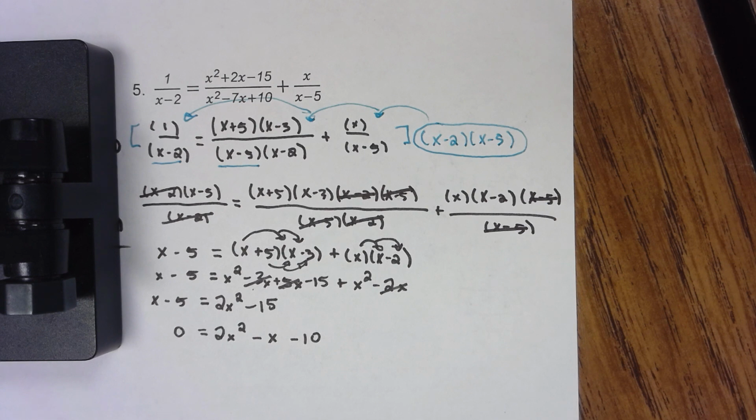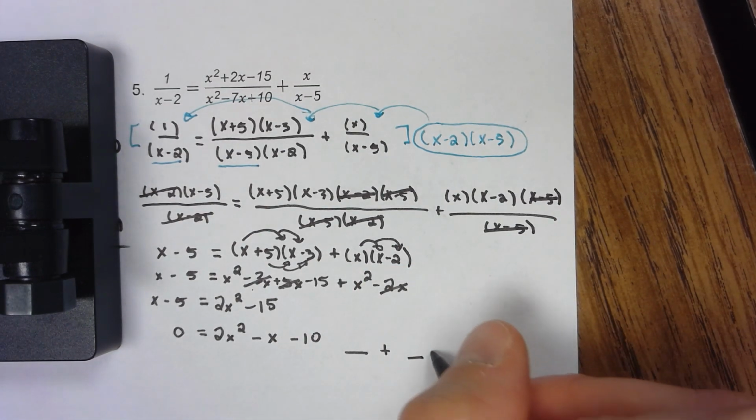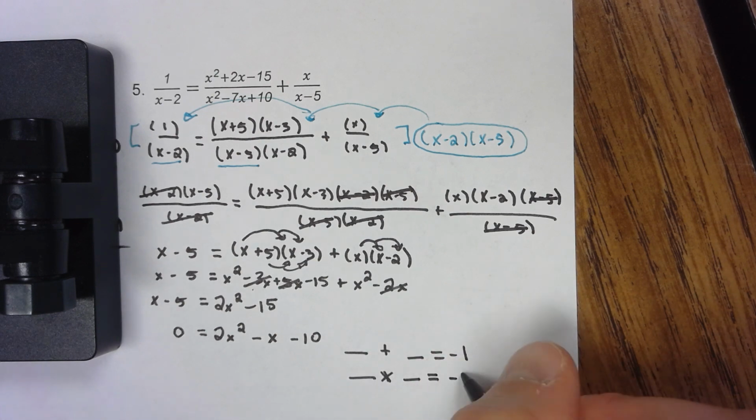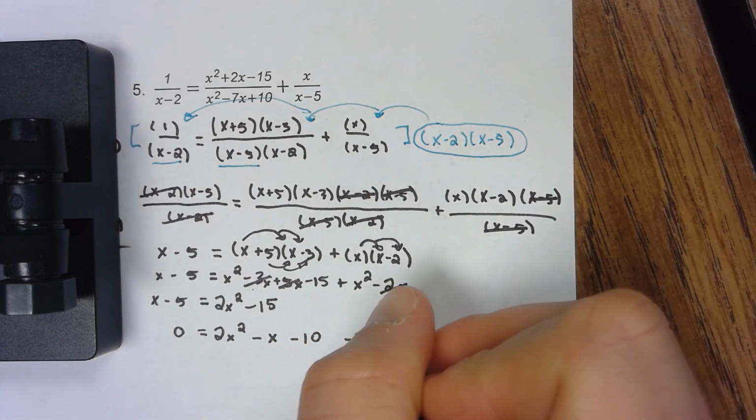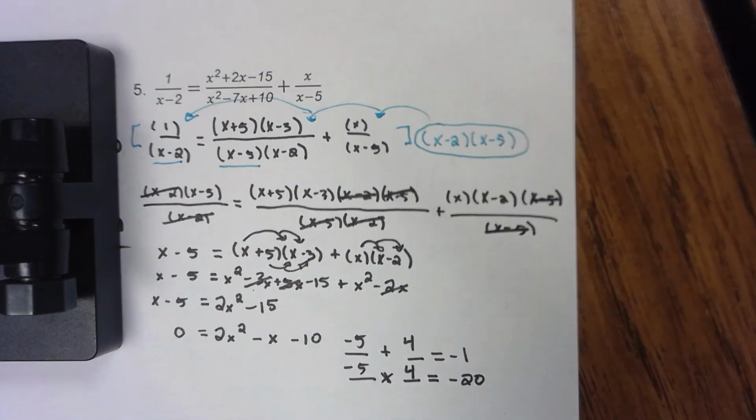Ideally, this quadratic would factor. If it doesn't factor, we would go to the quadratic formula. I actually think we're going to be able to factor this one because there's two numbers that add to negative 1 and multiply to negative 20. Those numbers are negative 5 and positive 4. So this is nice, I can avoid the quadratic formula.